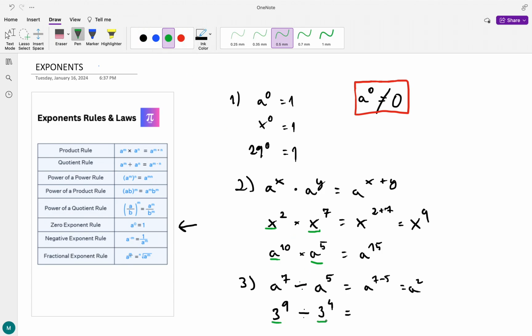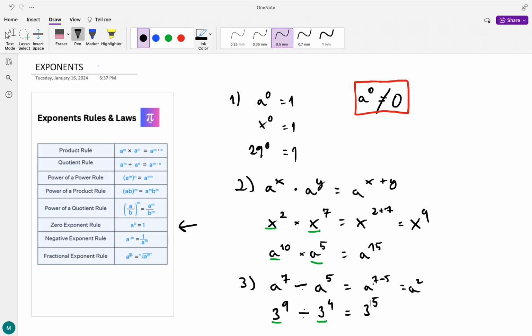Why don't I just apply the quotient rule and simply write 3 to the power of 9 minus 4, and that's to the power of 5. Now, calculating this one might be a hassle for some of you as well, but it is way, way easier than calculating 3 to the power of 9 divided by 3 to the power of 4. You not only have to put them to a power, at the end, you still have to perform division.